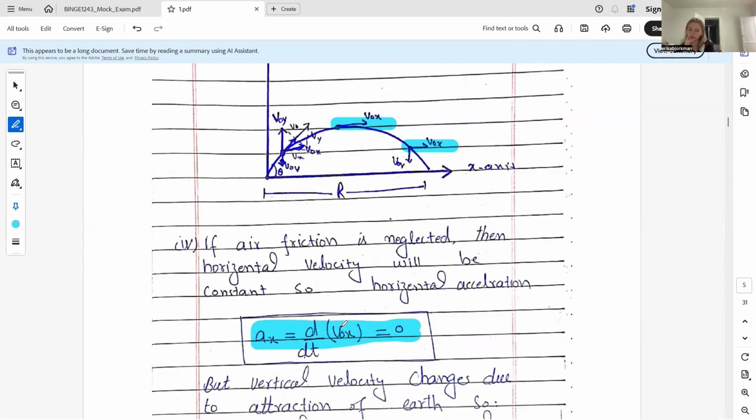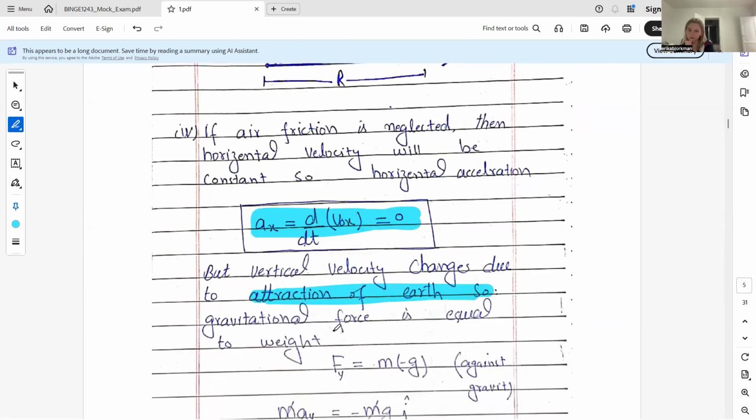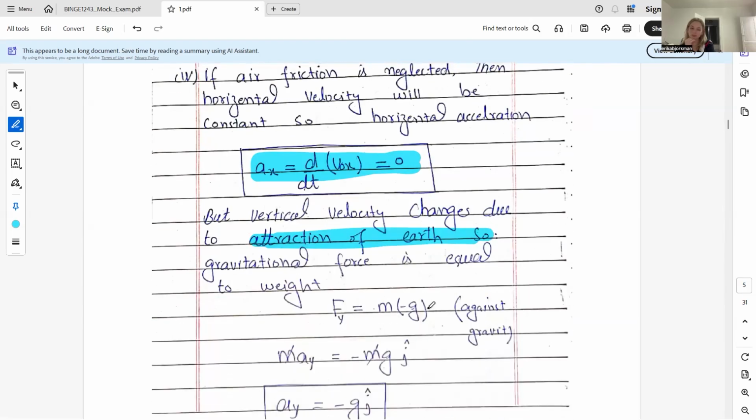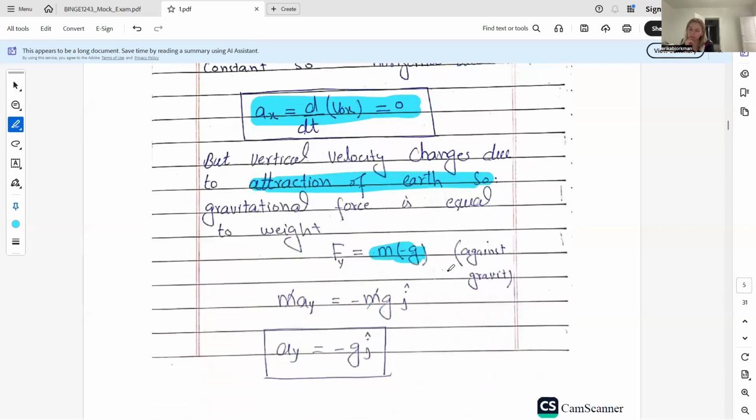And he was also asking to calculate the vertical acceleration. Vertical velocity changes due to the attraction of the earth, the attraction of gravity, because of its weight. So we can write F is equal to minus mg. I already told you minus g because its initial motion is against the direction of gravity. Gravity is directed downward while its initial velocity is upward. So we introduce it as minus g.